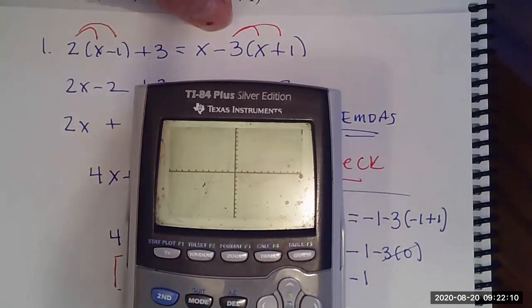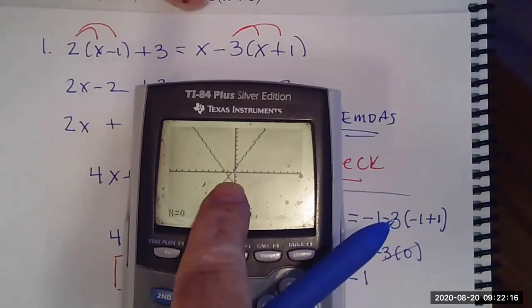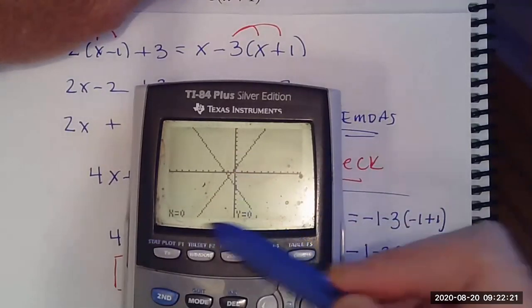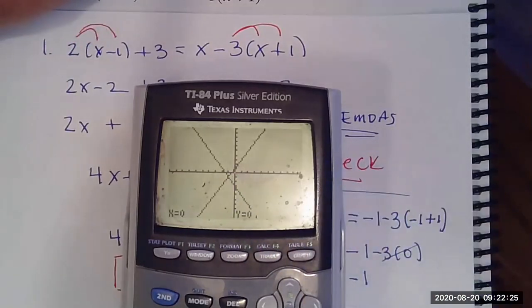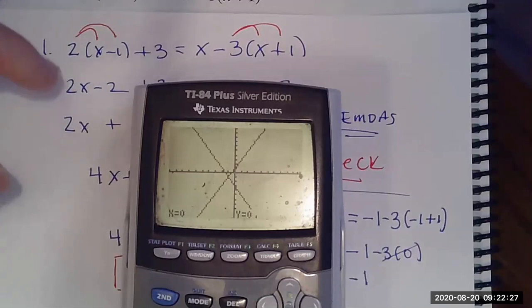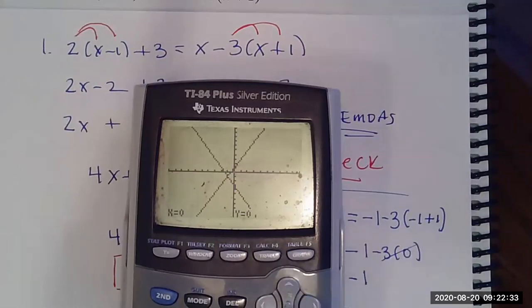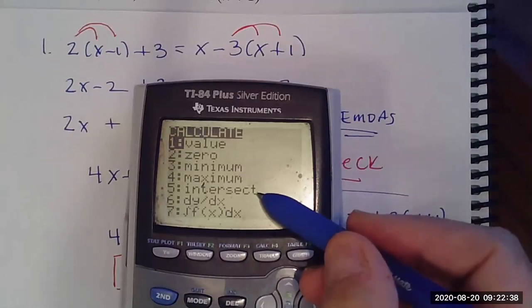And what I'm looking for is where they touch, where they're equal. Looks like they touch right there. And the question is what's the x value right there? Don't look at that, that's the origin. So it looks like it's -1, but to make sure, there's a feature in your calculator called calc. So if I go second calc, I want to do the intersect right there.